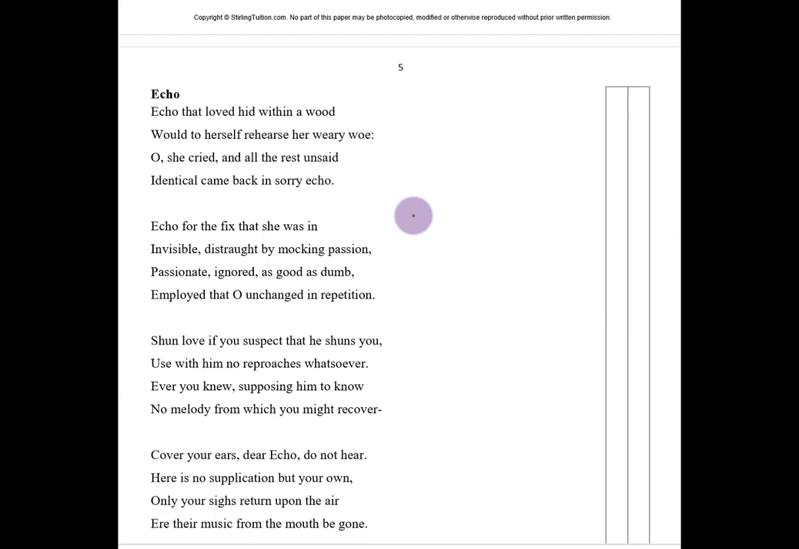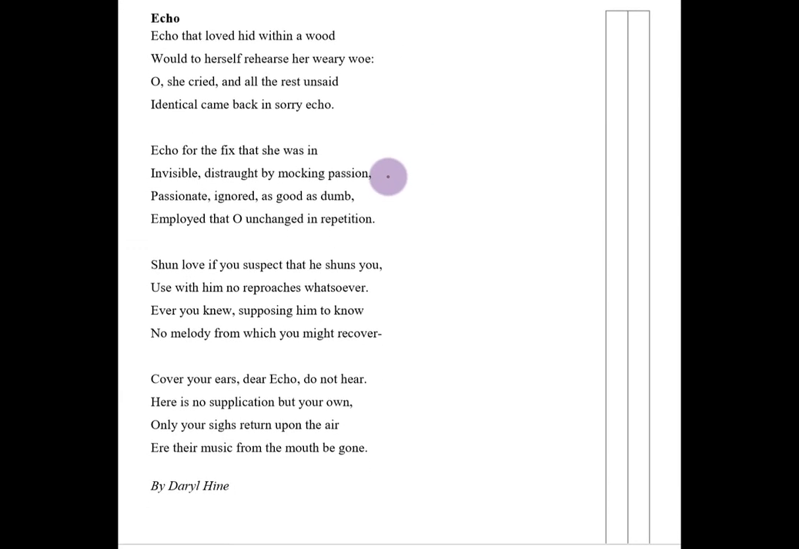So we've got our first poem, Echo. I think it's always good to read the poem, because there's always questions that talk about people's feelings or the mood of the poem, and if you don't read the poem, then you won't have an idea of this.